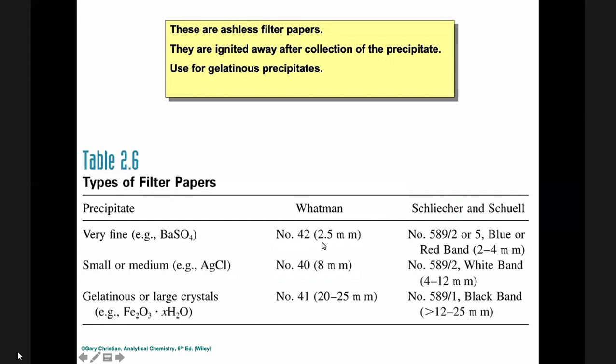Next, Whatman number 40, 8 mm, for small or medium precipitates like silver chloride. And number 41 is for gelatinous or large crystals. It is also used in soil analysis.